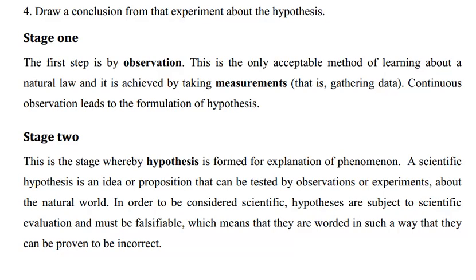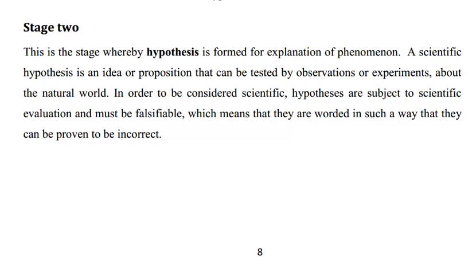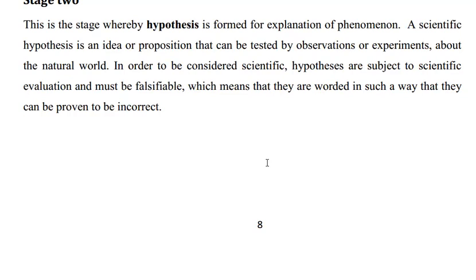This is the only acceptable method of learning about natural law, and it is achieved by taking measurements, that is, gathering data. Continuous observation leads to the formulation of a hypothesis. Stage 2. This is the stage whereby a hypothesis is formed for explanation of a phenomenon. A scientific hypothesis is an idea or proposition that can be tested by observations or experiments about the natural world.